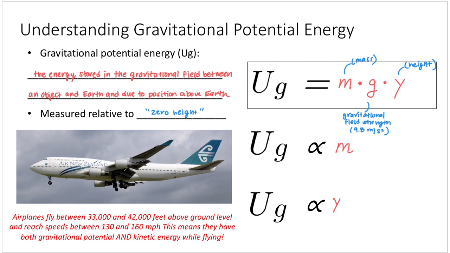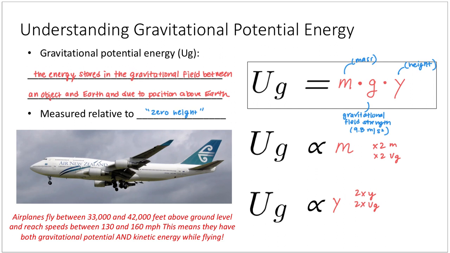So g is a constant on Earth, and so it doesn't affect our proportionality here. If you double the mass, you will get double the amount of gravitational potential energy. If you double the height above the Earth, you will double the amount of gravitational potential energy, right? They will both go up by the same amount. I'll put the 2 there, okay?